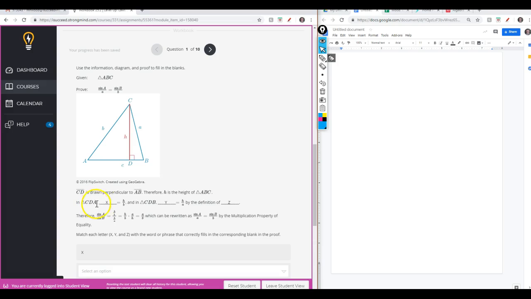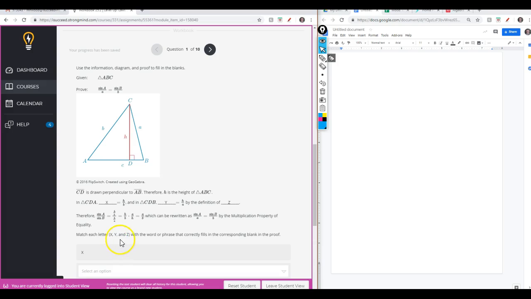In triangle CDA, blank is equal to H over B, and in triangle CBD, blank is equal to H over little a by the definition of blank. Therefore, the sine of A divided by the sine of B is equal to H divided by B divided by H divided by A, which equals H divided by B multiplied by A divided by H, which equals A divided by B, which can be rewritten as sine of A divided by A equaling the sine of B divided by little b by the multiplication property of equality.